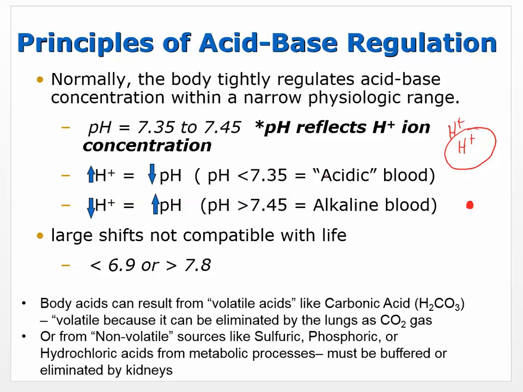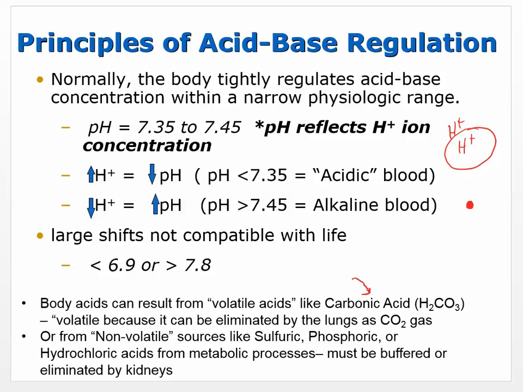If it's less than 7.35, then we're going to have acidic blood or acidosis. If you decrease the hydrogen, you're going to have an increase in pH, so if it's above 7.45, it's going to be alkaline blood or alkalosis. Okay, so large shifts. If it falls too far outside these ranges, less than 6.9 or higher than 7.8, then that's really not sustainable.